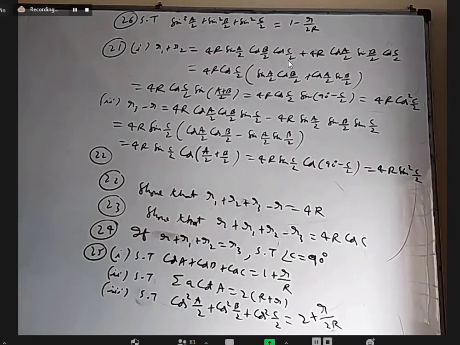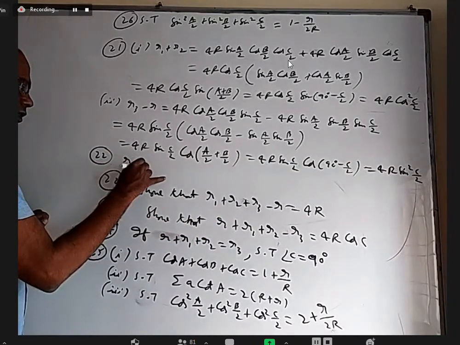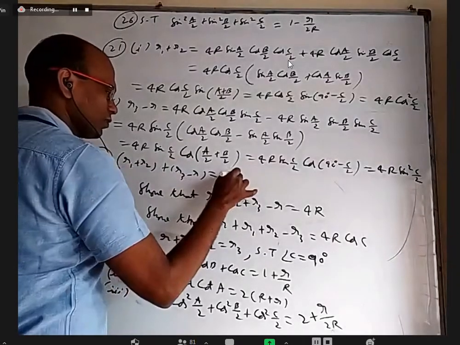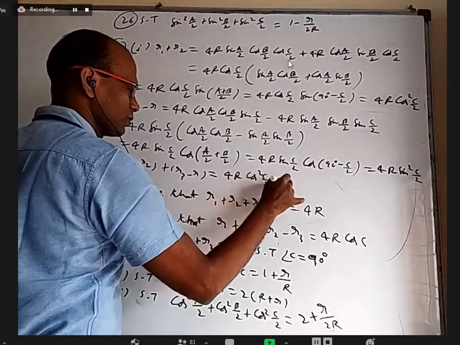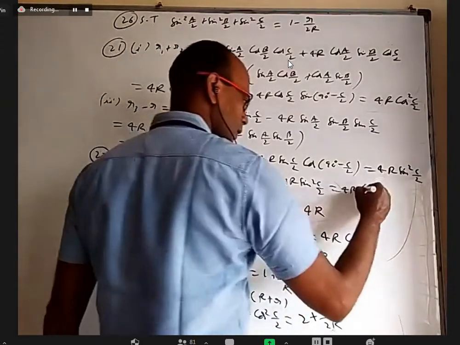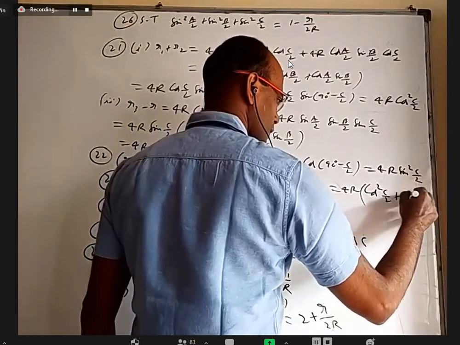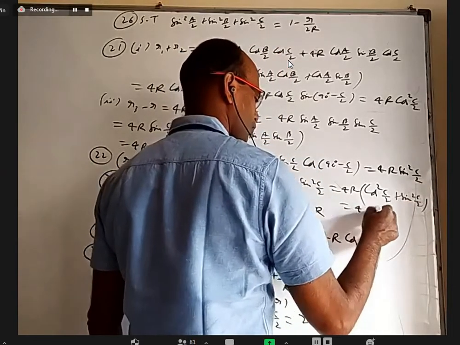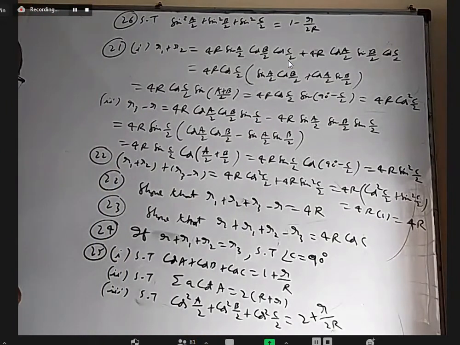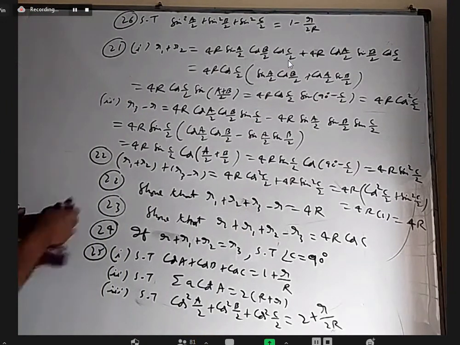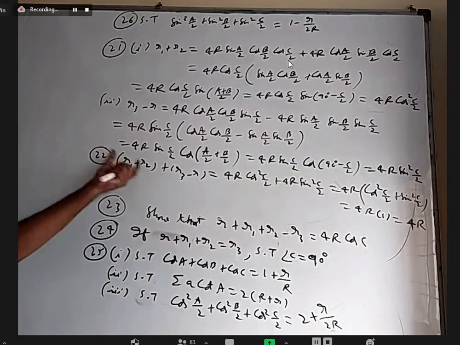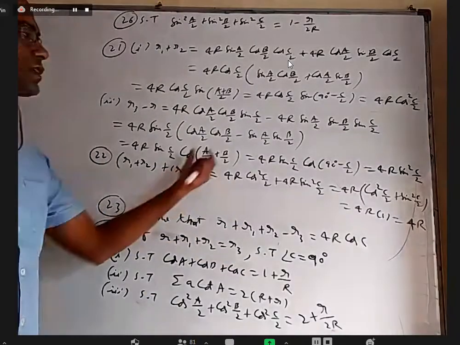Okay, now 22 is quite easy. R1 plus R2 plus R3 minus R. We already got this as 4 capital R cos square C by 2, and this as 4 capital R sin square C by 2. If we take 4 capital R common, cos square C by 2 plus sin square C by 2 is 1. 4R into 1, it will be 4R. Of course, if only 22 alone is given, you have to really prove how this is 4R cos square C by 2 and how this is 4R sin square C by 2.